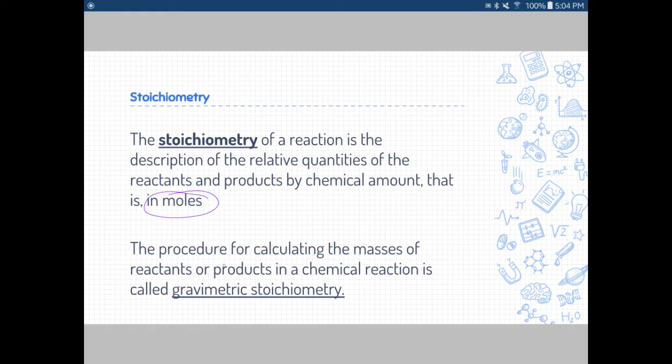Now, the procedure for calculating the masses of reactants or products in a chemical reaction is called gravimetric stoichiometry. Please note this is to do with masses. Gravimetric is because of gravity, and without gravity, we wouldn't have weight. And remember, gravity is something that acts on a mass. So through gravity and filtration, we can get the mass of a product or reactant. In a lab or empirical setting, we can use gravity to filter out any mass in a chemical reaction. So that's where the name came from. But when you hear gravimetric stoichiometry, we're really talking about the masses of our reactants and products in a chemical reaction.